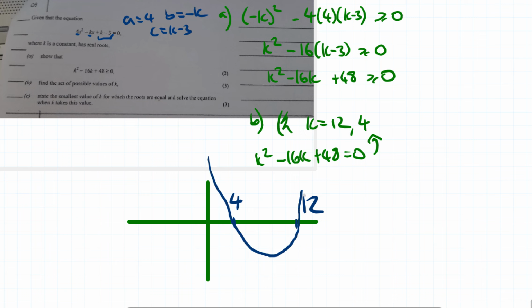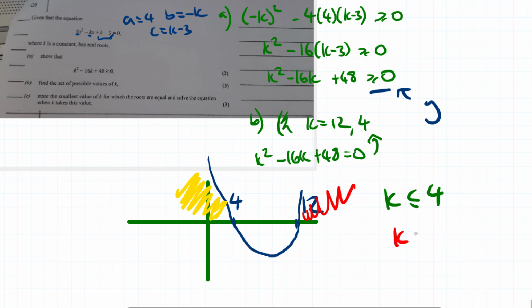And the reason why we do the sketch is because we're looking back to our inequality. Our inequality says greater than or equal to 0. Remember, this corresponds to the y. So here, any term that is less than 4 is going to have a y value greater than 0. So therefore, we can say that k is less than or equal to 4. And then the second step is we've got any value greater than 12, so therefore k is greater than or equal to 12. And that gives you the set of possible values of k. Remember, you cannot put this under one inequality. It has to be two separate inequalities.